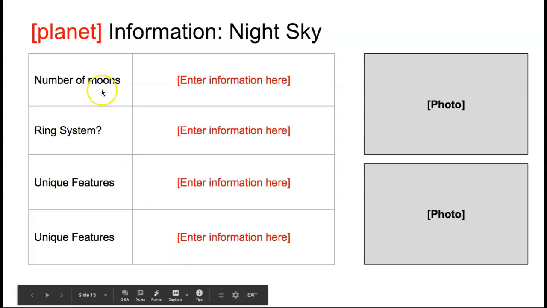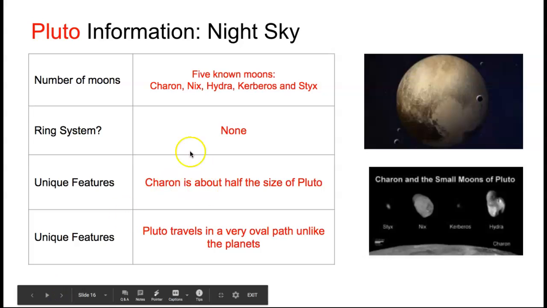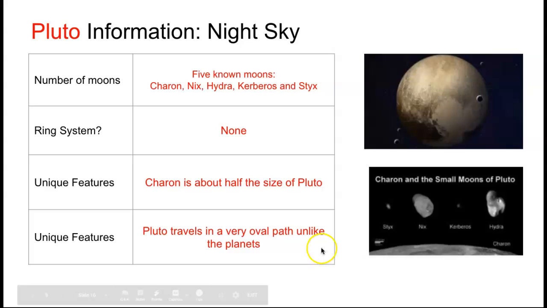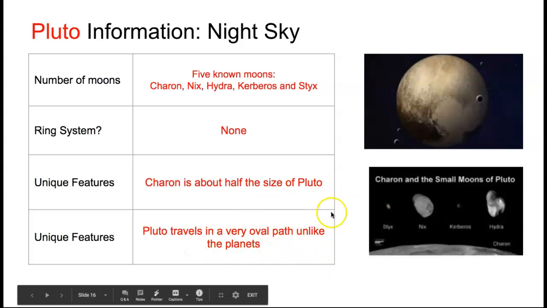Next section is night sky. So in this one we have the number of moons, ring system, and other unique features of the planet, with a couple pictures. If they do not have rings, then you would say none. So Pluto has no rings and 5 moons. I talked about its size and about its orbit path. All of this information can be found on the NASA website.